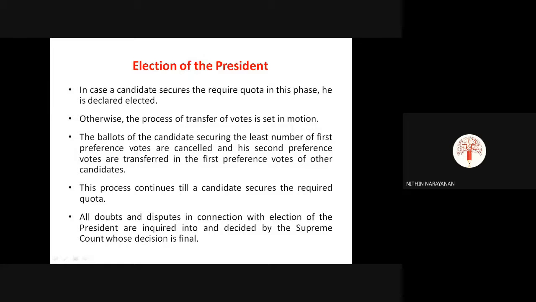That procedure will be continued till a candidate secures the required quota of votes. So if there is any doubt or any disputes happening in connection with the election of the president, that will be taken to the hands of the Supreme Court, and the decision of the Supreme Court will be the final decision.